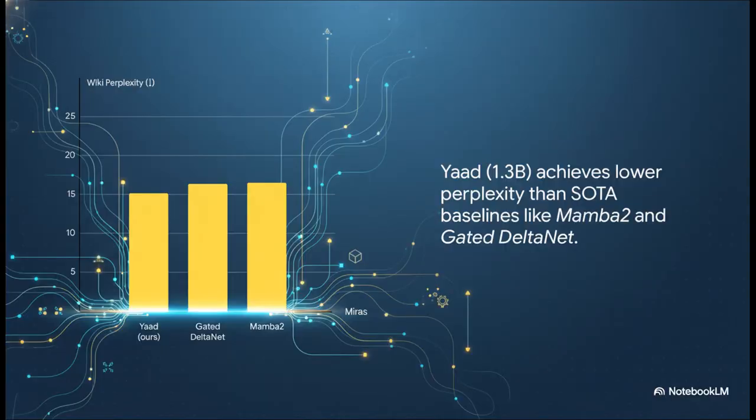First up, language modeling perplexity. You can see the numbers here. Lower is better. And yeah, the Miras model, Yaad, comes out on top. At the 1.3B scale, it's beating out both Mamba 2 and Gated DeltaNet. So right off the bat, we know this isn't just some academic exercise. This blueprint can build models that are seriously competitive.